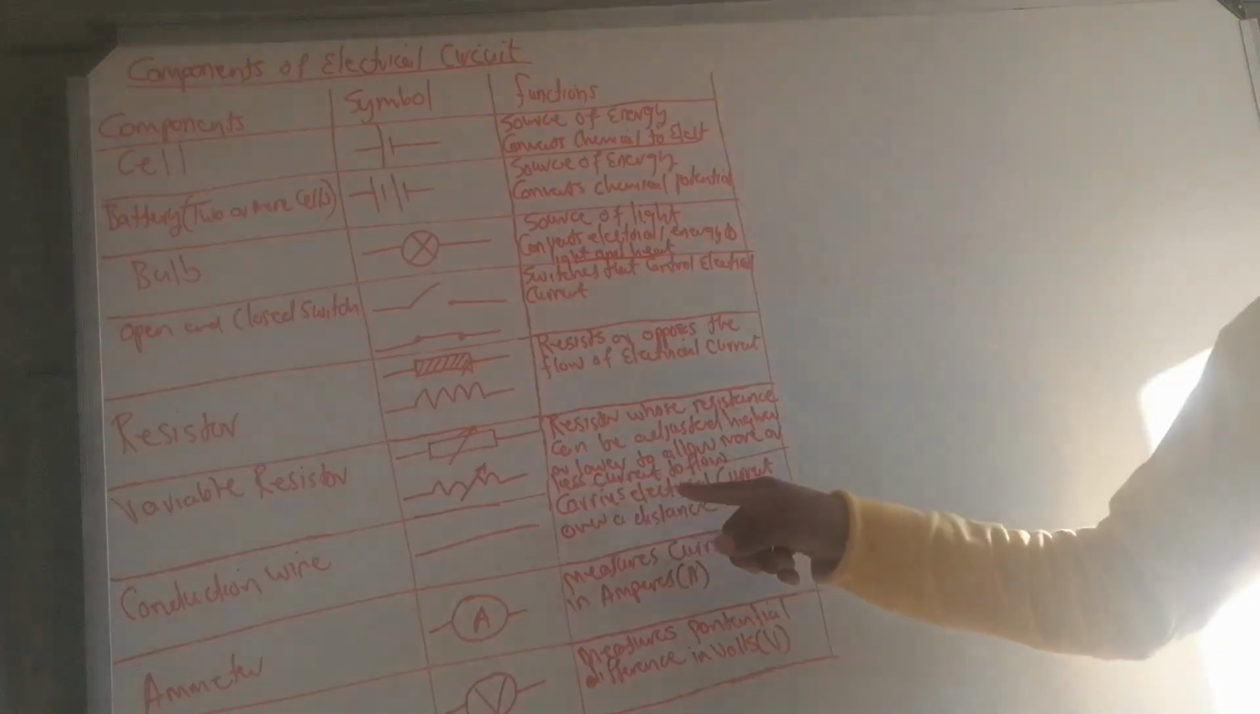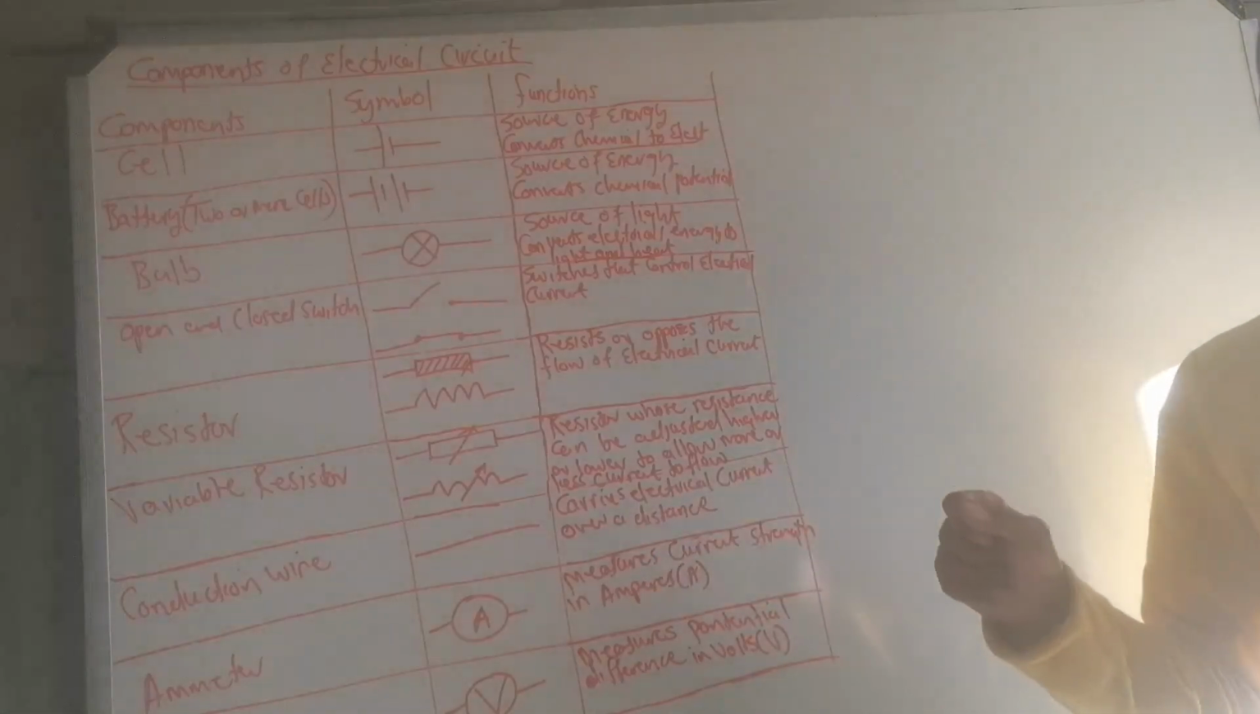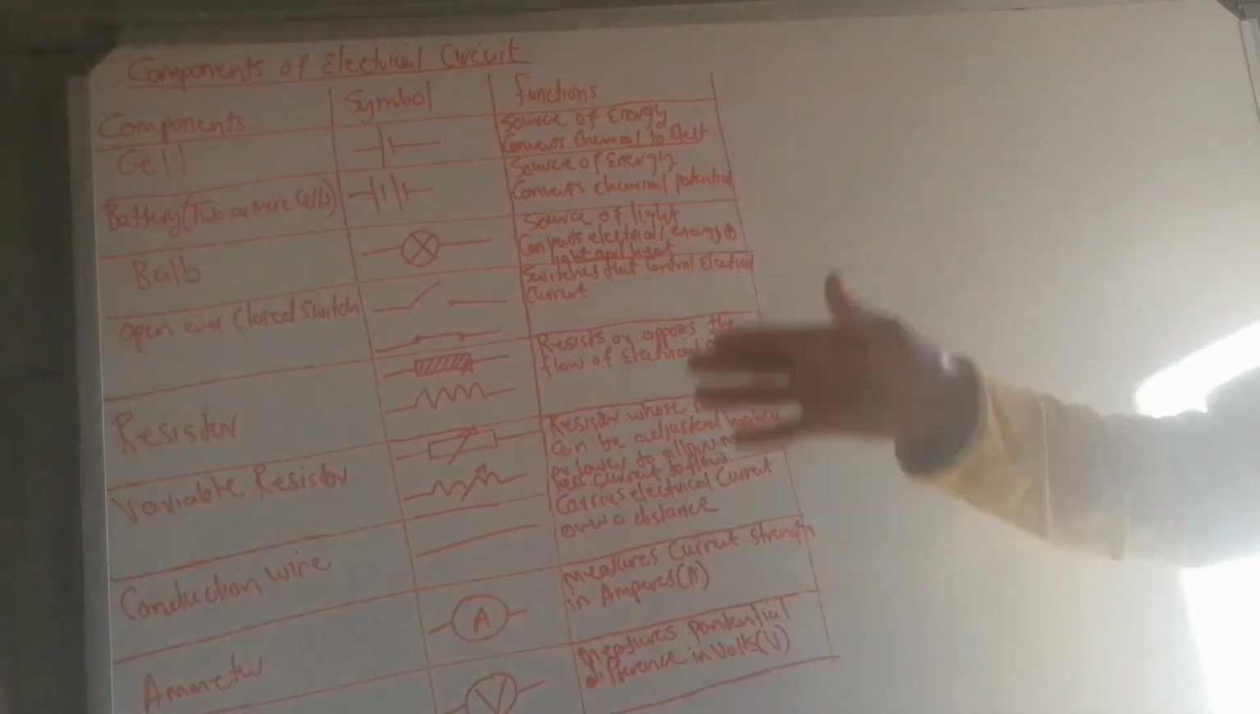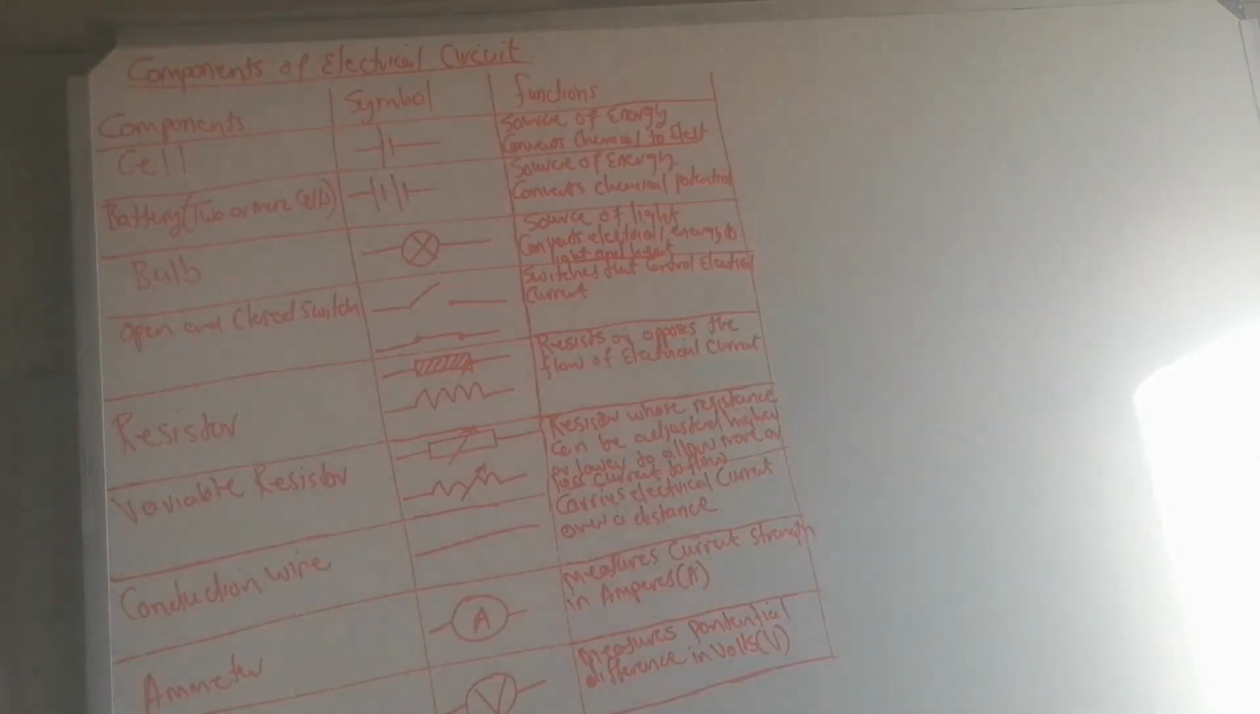It carries the electrical current over a distance. Okay, that is the function of the conduction wire. These are the components of an electrical circuit. You have the components, you have the symbols, you have the functions, and then we are fully done.